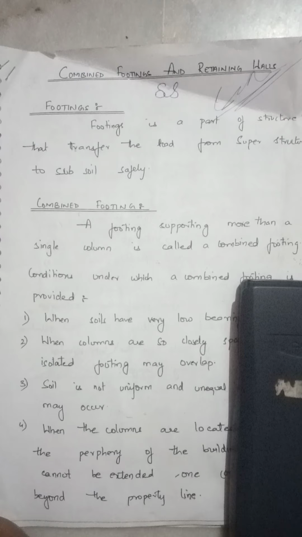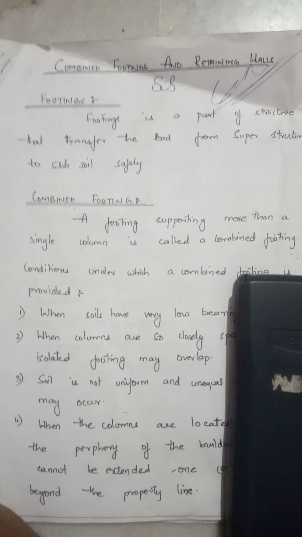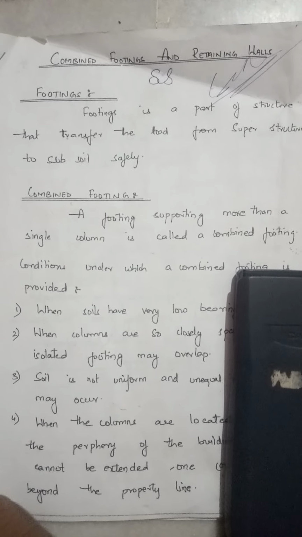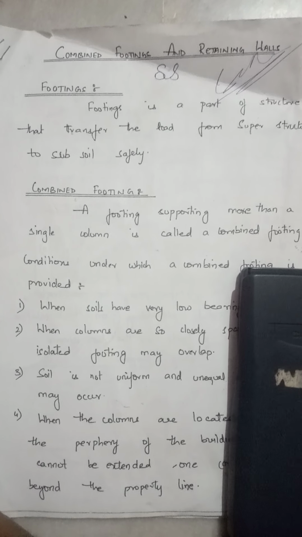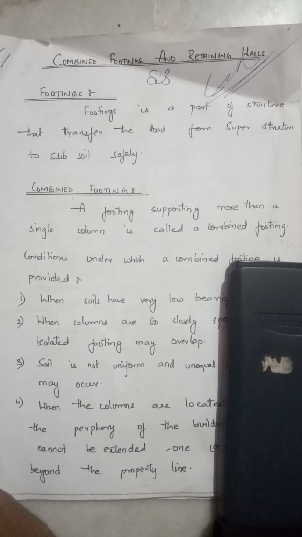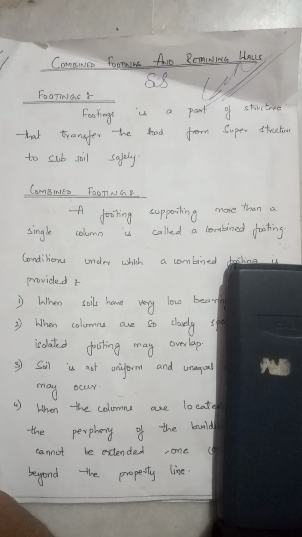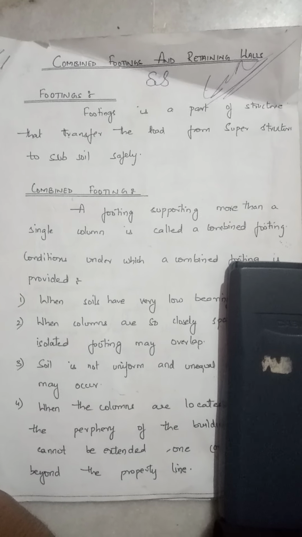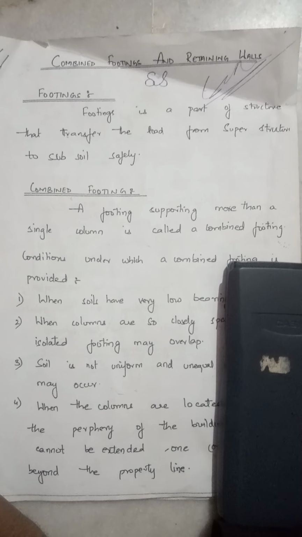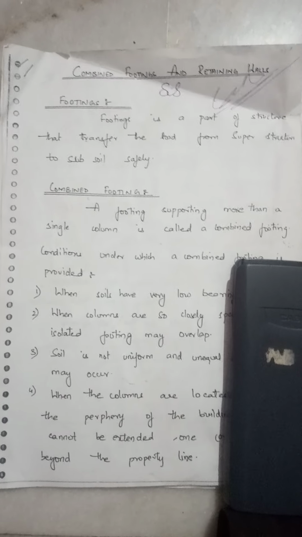Good evening, everybody. Today we'll be doing the revision of first unit. So, first unit is basically combined footings and retaining walls. So basically, what is a footing? Footing is a part of the structure that transfers the load from superstructure to subsoil safely. Basically, the load from the roof or the slab comes onto the beams, and from the beams to the columns, and from the columns to the footings, you can say. So footing is a very important structure which has to be designed properly.